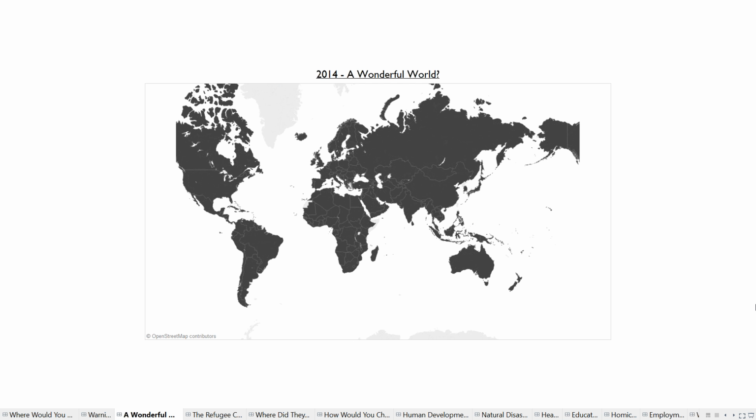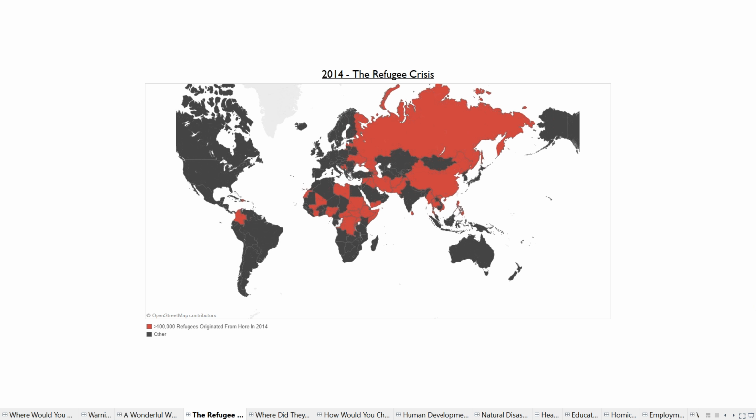Anyway, here's a map of the world. You might be wondering why I've chosen such a morbid colour for it, because this is one way to look at the world, and that's looking at the current refugee crisis in 2014. The red represents all countries which over 100,000 refugees originated from in 2014. And you can see it's a pretty big portion of the map.